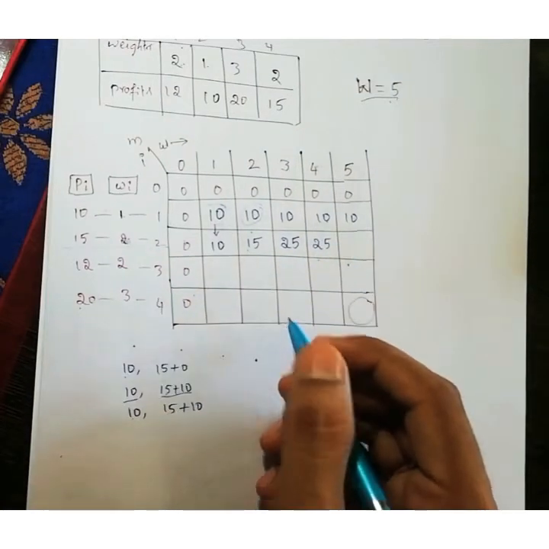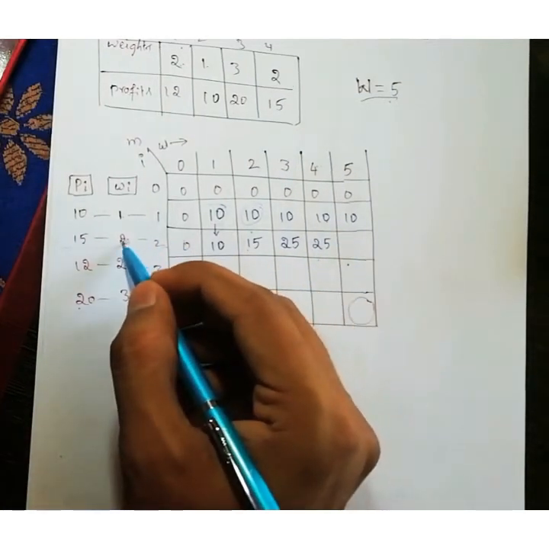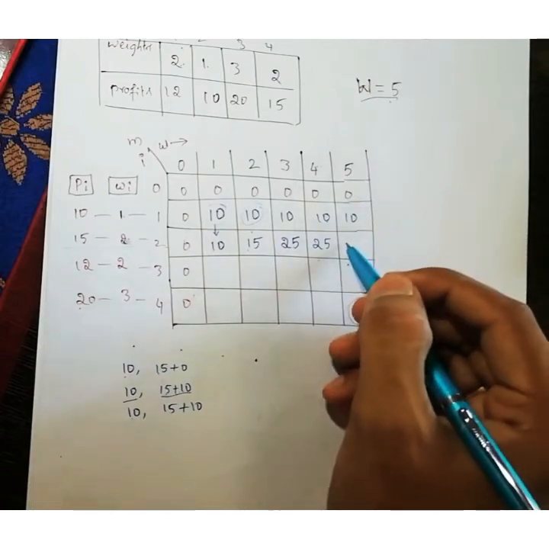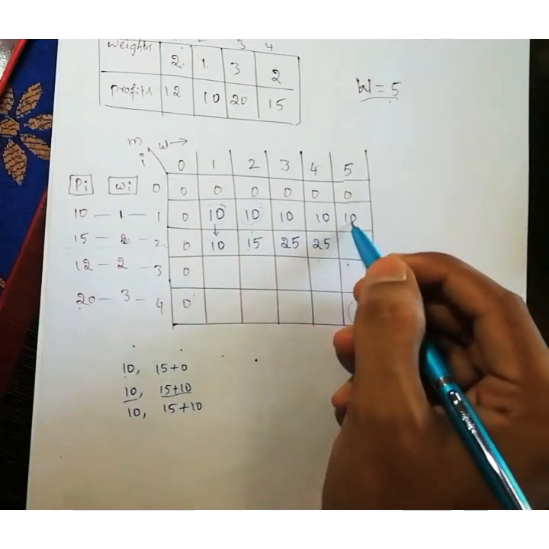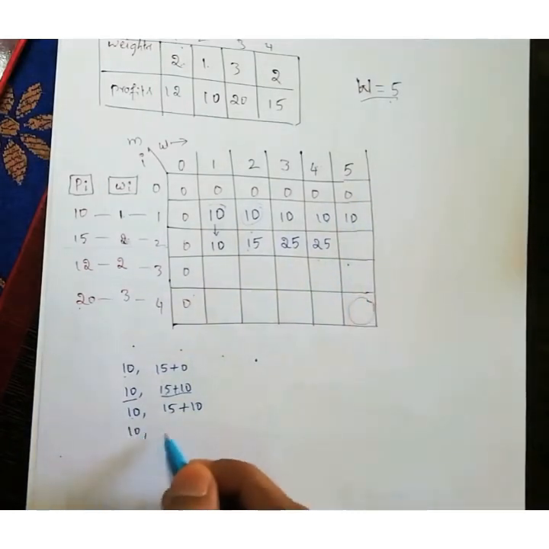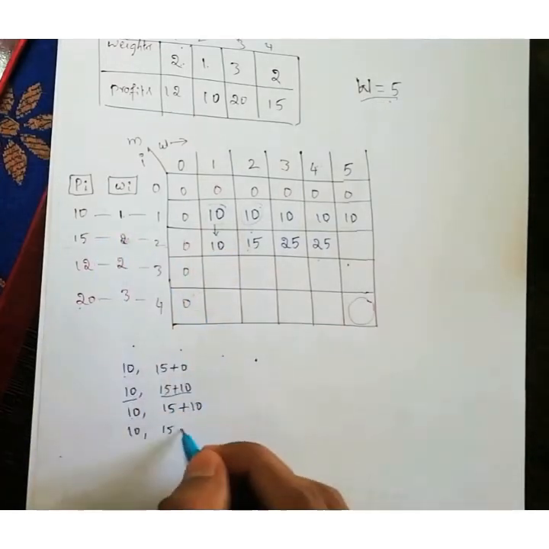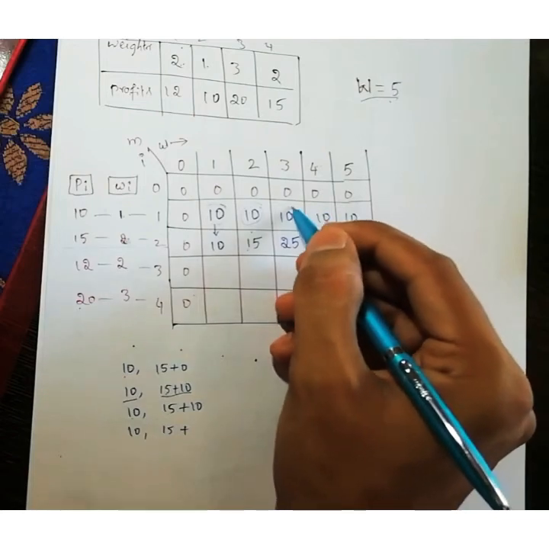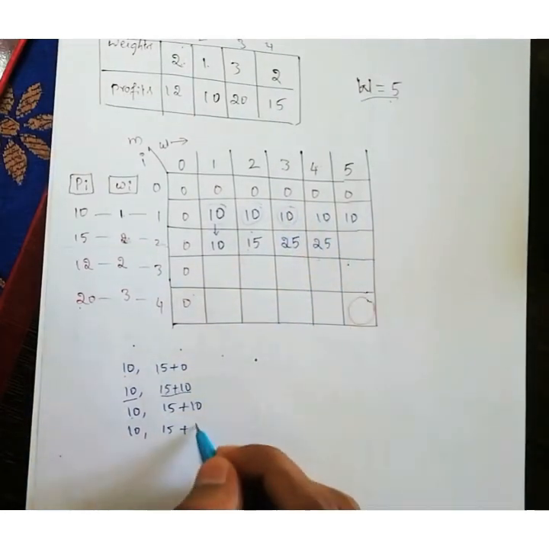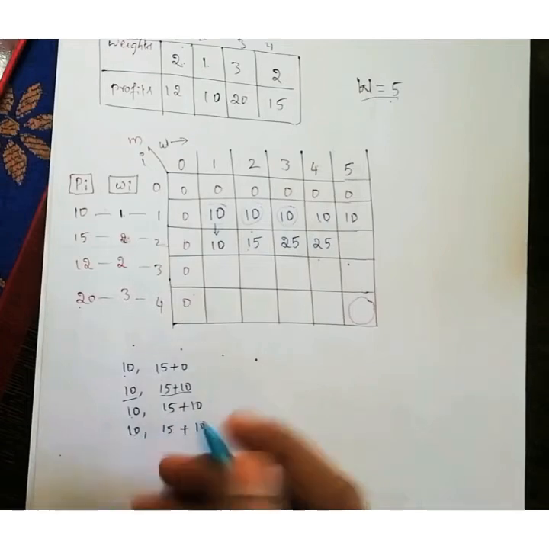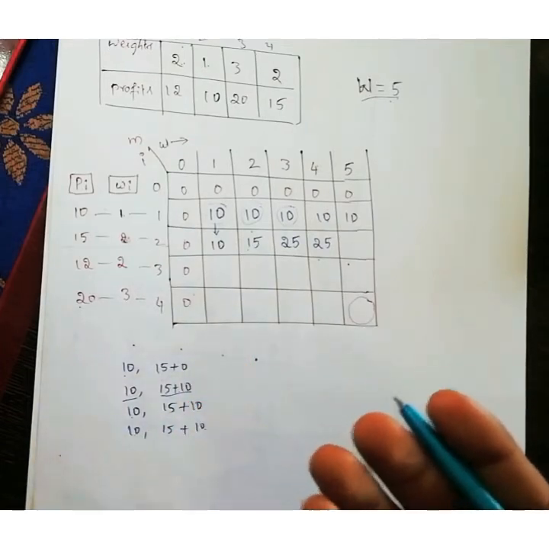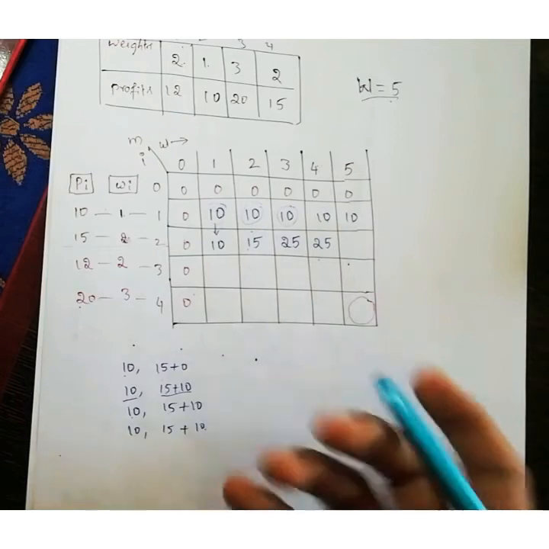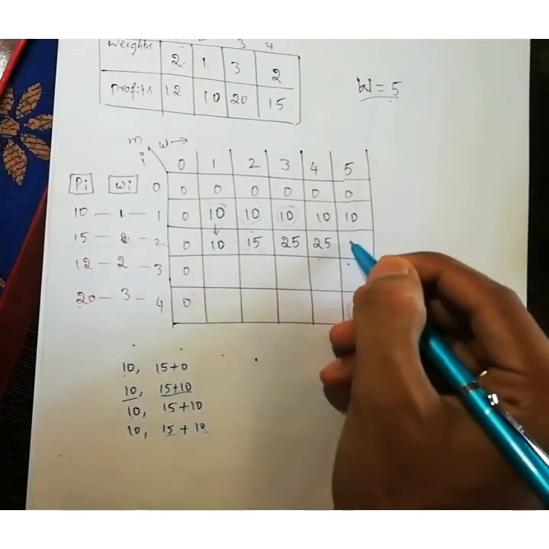Next, we have to check. So 2 kg items we can insert in 5 kg bag. Yes. But what is the maximum profit? So profit of this plus 5 minus 2, that is 3. So third column of the previous row, that is 10. So 15 plus 10, 25. 25 or 10, which is the maximum? Because this is the optimization problem and we are finding maximum profit. So we have to take the maximum value, that is 25.